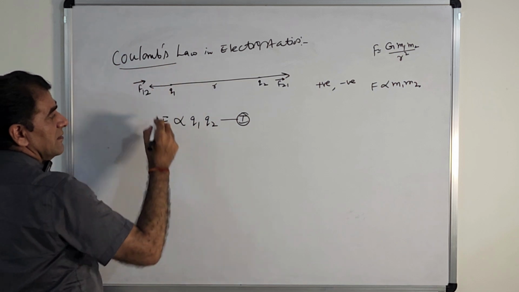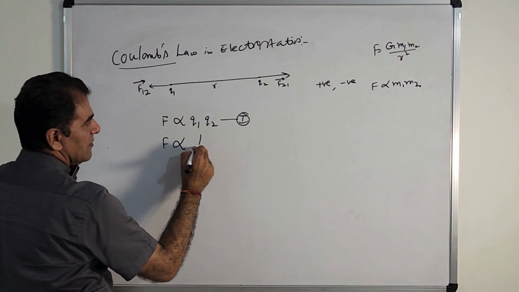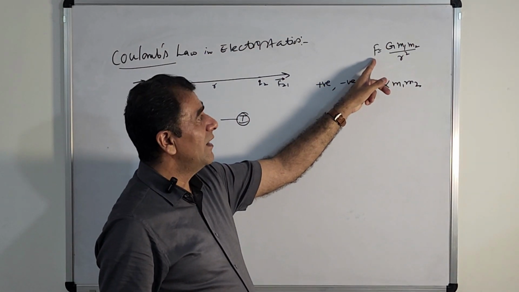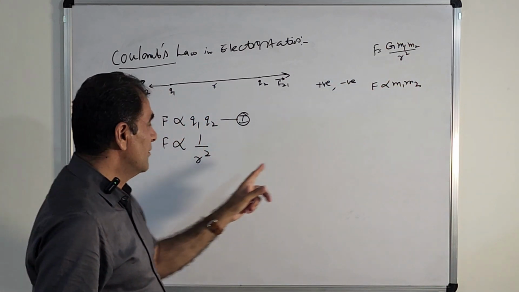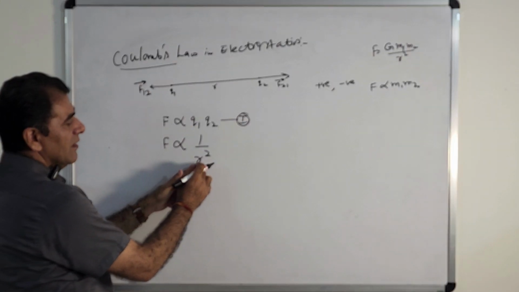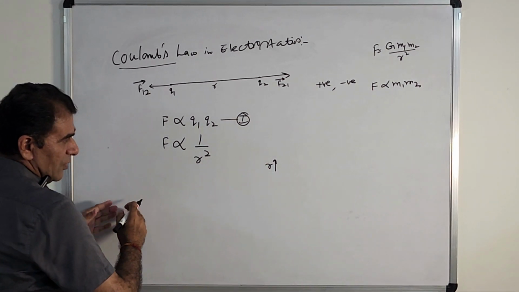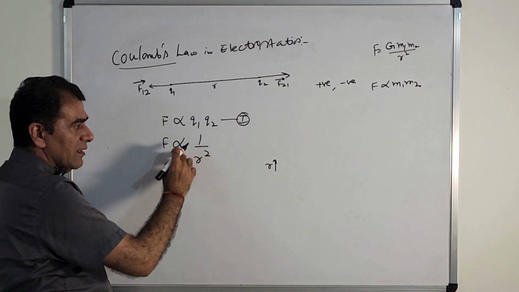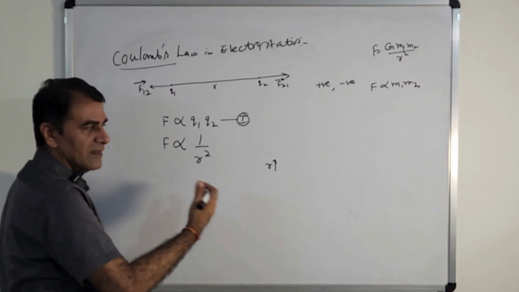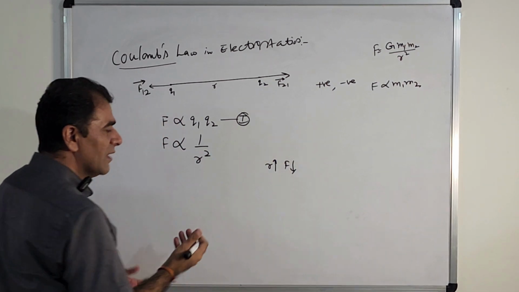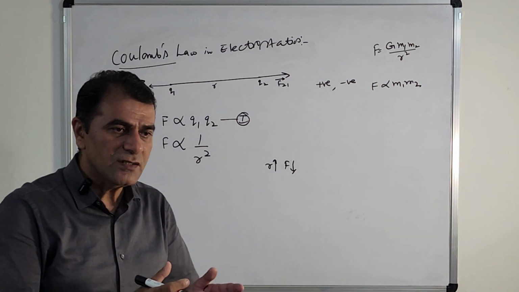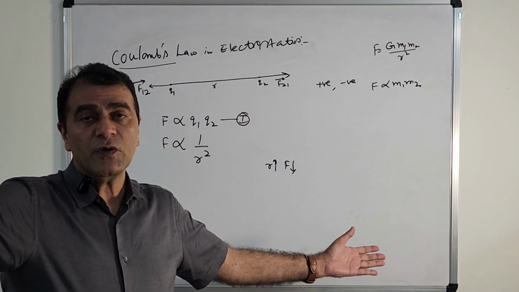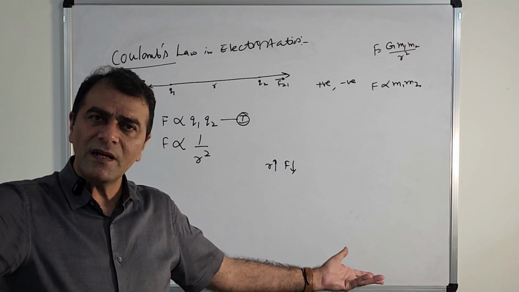Another thing Coulomb's law says is that this force is also inversely proportional to the square of the distance between them. Same as in Newton's universal law. F was proportional to 1 upon r square. Inversely proportional means if r increases, meaning the charges are separated farther apart, then it is in the denominator. If the denominator increases, the total value decreases. So F will be less. Naturally, if the charges are placed far apart, the force of attraction or repulsion between them will be very less.